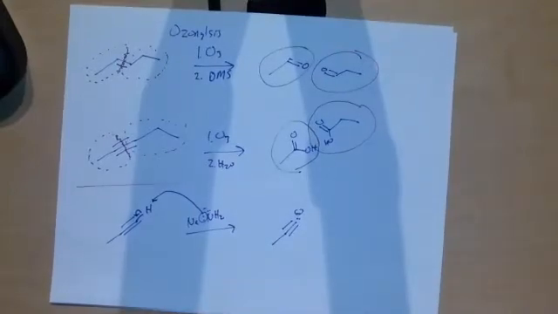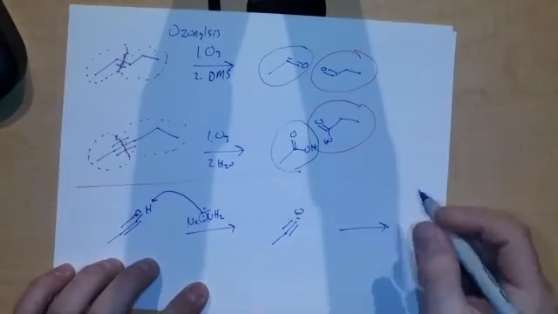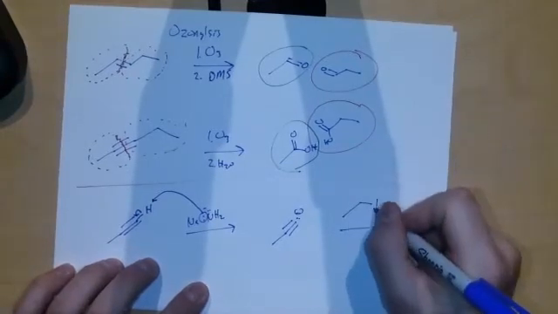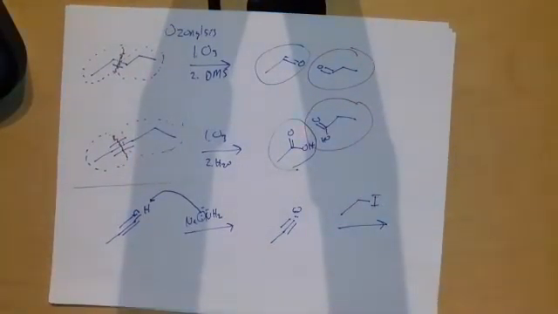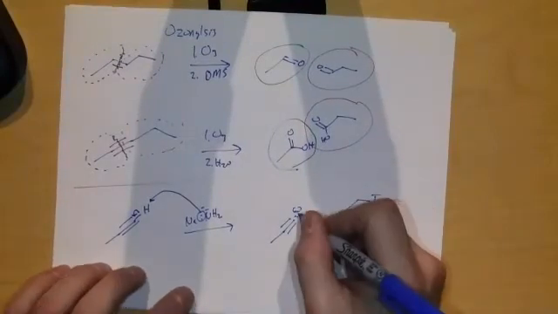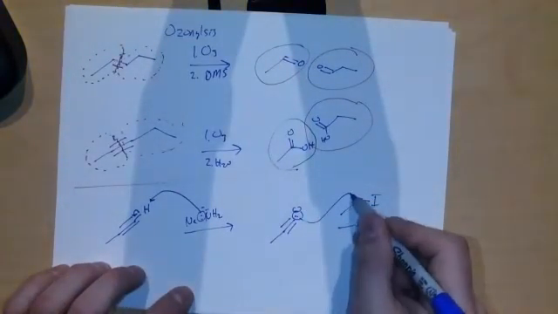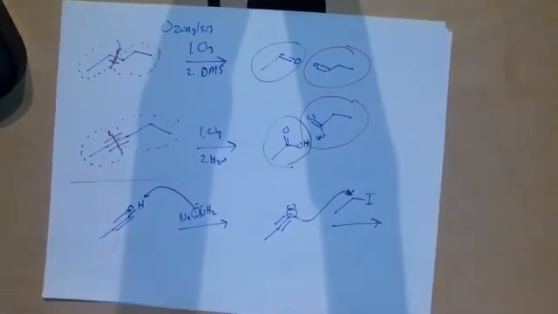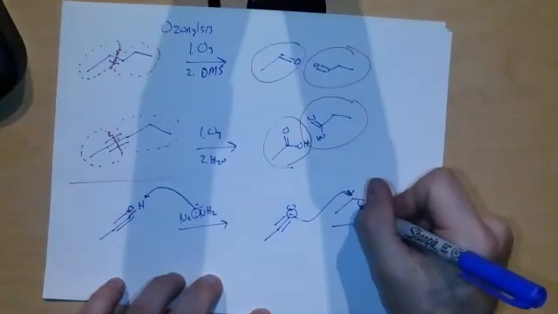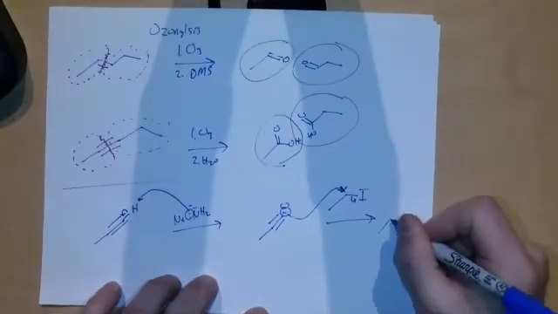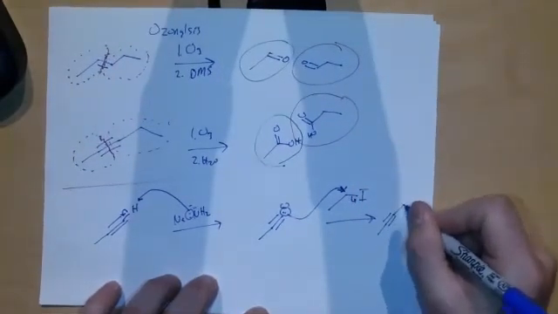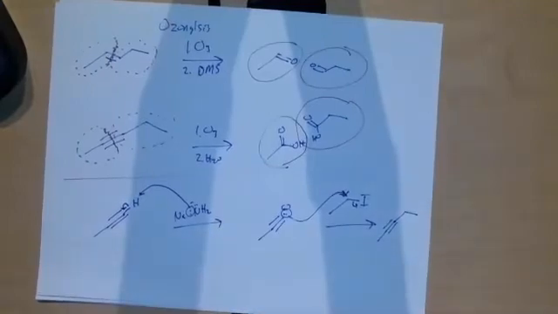Making a negatively charged carbon. And from this point, if I throw in some sort of alkyl halide, I can do an SN2 on this center, kick out this iodine, and add that carbon unit to my alkene.